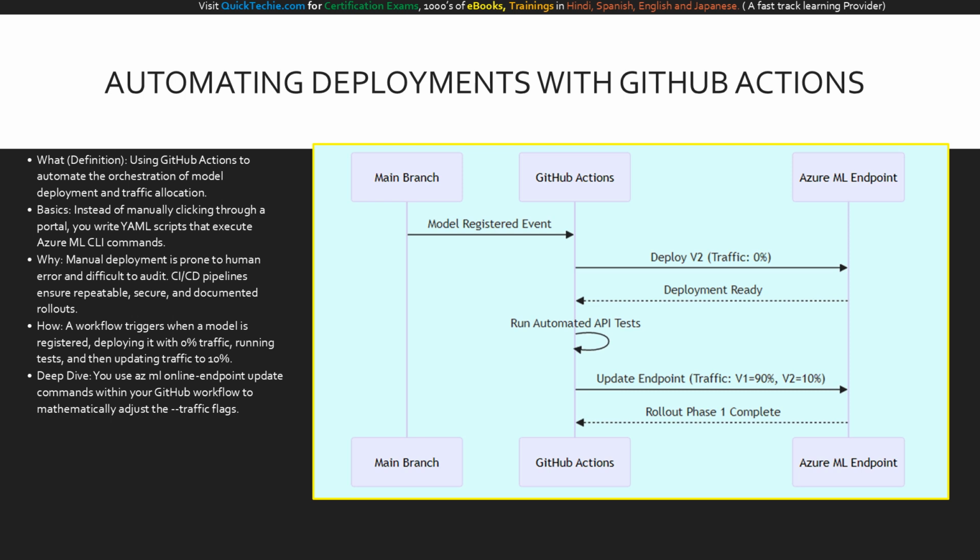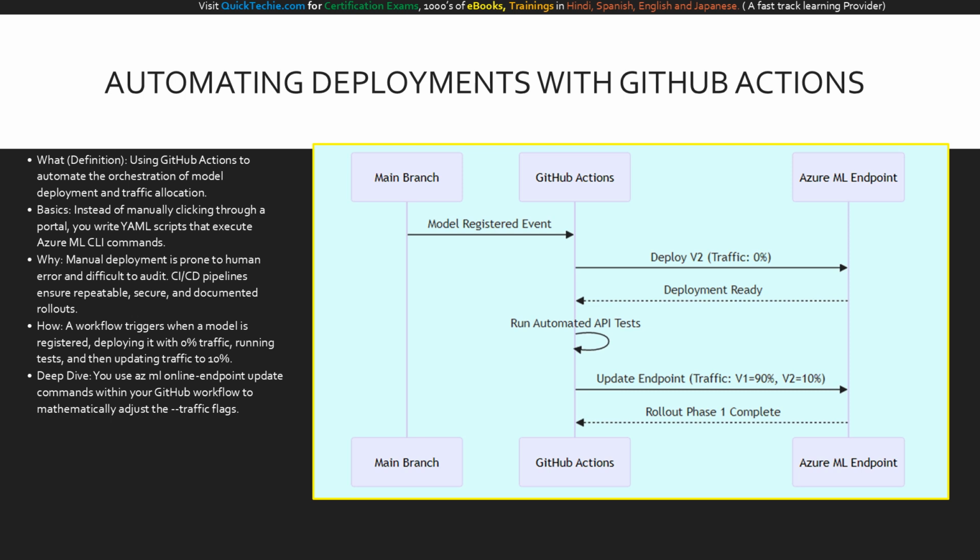What does this entail? We use GitHub Actions to automate the orchestration of our model deployment and traffic allocation. The basics mean that instead of a data scientist manually clicking through the Azure portal to shift traffic, we write YAML scripts that execute the Azure ML CLI commands for us.